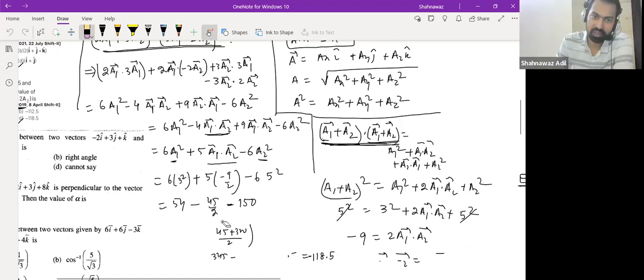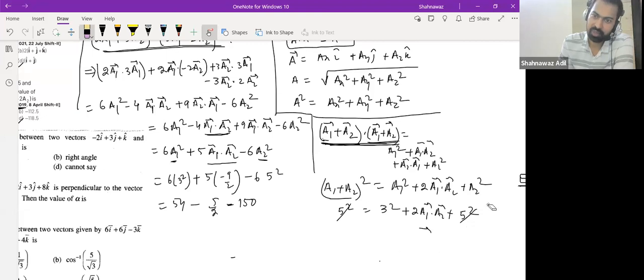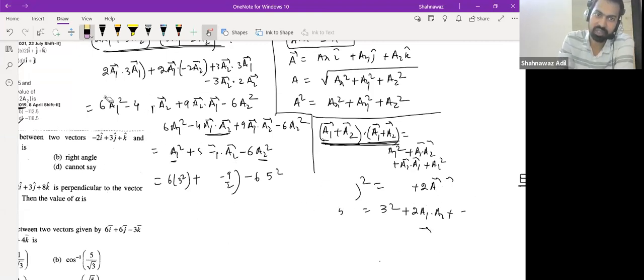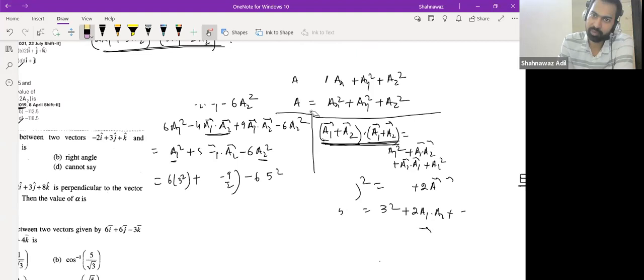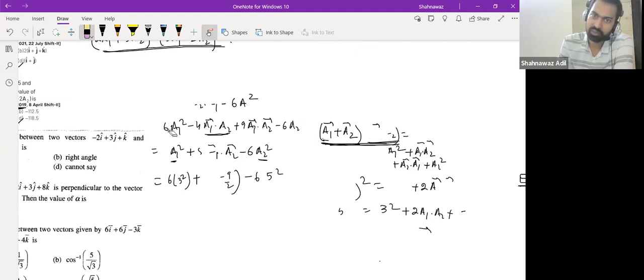Okay, so let us quickly go on to the next question. Remember that whenever we want to calculate the angle, we need the dot product. And this question I have asked previously, and you guys have solved this problem, so let's see whether you remember or not.